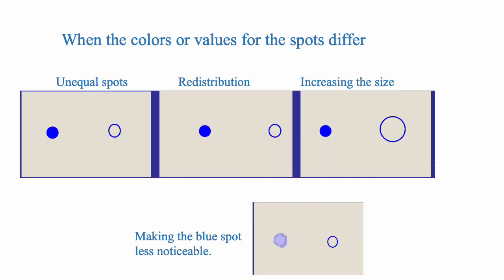Now, what do you do if the two spots differ in value or color? For example, this blue spot attracts more attention than this empty spot over here. So balance is lost. The blue side feels heavier. Balance improves when the empty one is closer to the edge, or if the empty one is larger. Any change in the empty one that makes us interested in it. Alternatively, the blue spot could be less interesting by softening its edges or decreasing its value and color contrasts with the background.